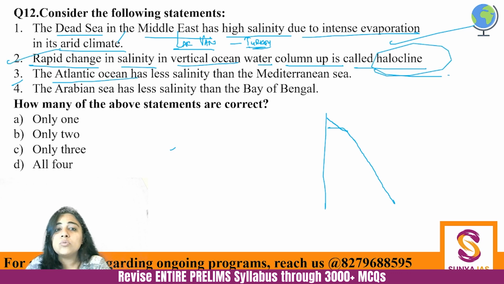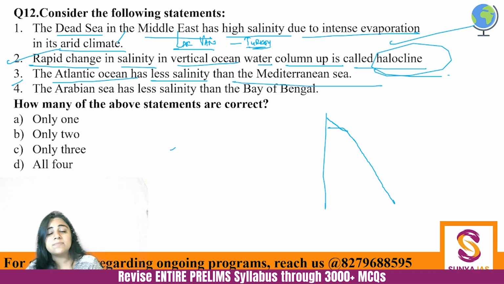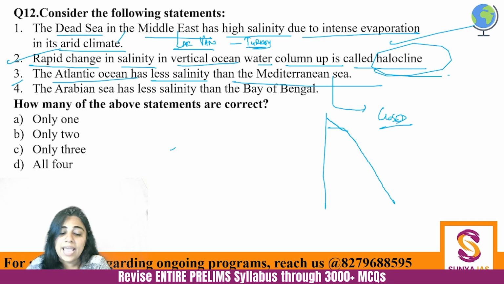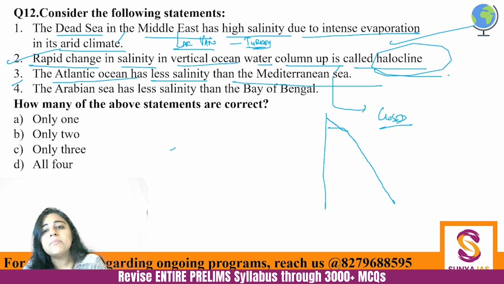Then, the Atlantic Ocean has less salinity than the Mediterranean Sea. This might seem to be absolutely incorrect, but it is absolutely correct actually, because the Mediterranean Sea is a closed sea and a lot of rivers don't give their water to it. So the evaporation is quite a lot, and the Mediterranean Sea is actually more saline than the Atlantic Sea, which is very difficult to believe. But always try to remember that the smaller a body is, and if it is not getting fresh water, then it will be more salty because it will evaporate more, right?